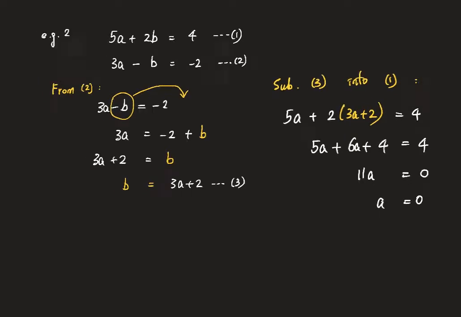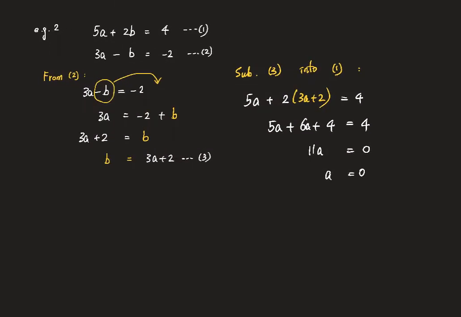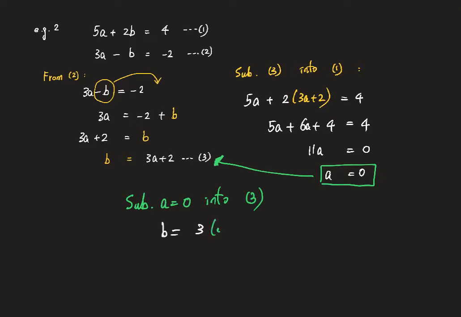Next, I need to find the value of b. As I told you before, it's better to substitute this value into equation 3. So I will do it in this way. Substitute a equals 0 into 3. So b will be equal to 3 times 0 plus 2, which is 2. Again, I need to write down the overall solution.